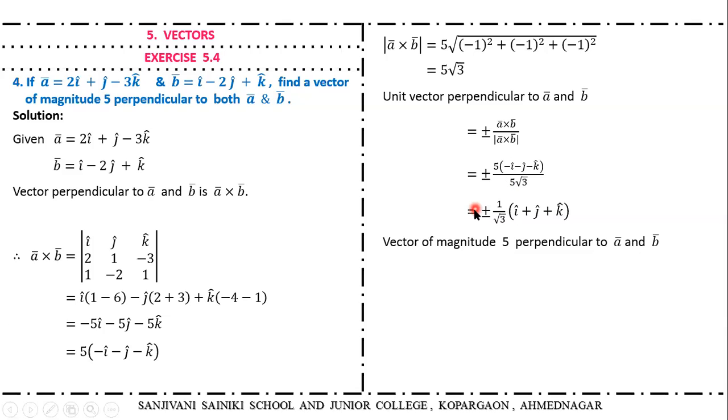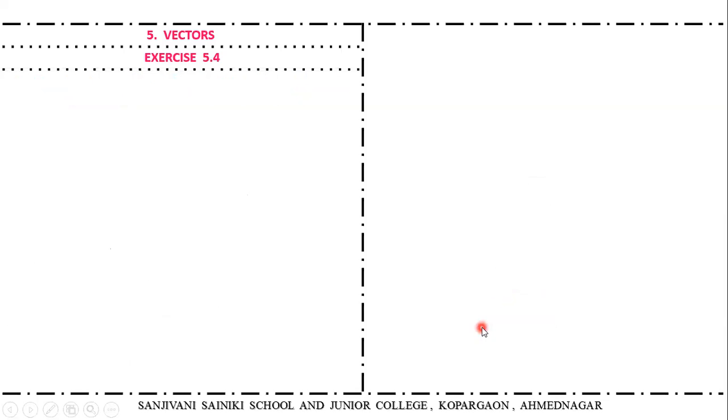Now we want a vector of magnitude 5 which is perpendicular to both a bar and b bar. So it is given by 5 times the unit vector, plus minus a bar cross b bar upon modulus of a bar cross b bar. So simplify it, you will get the vector.